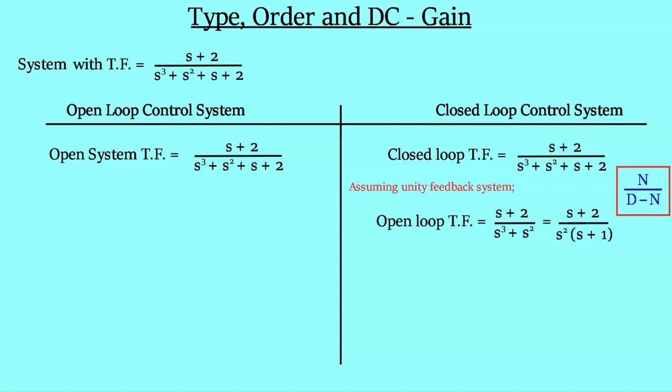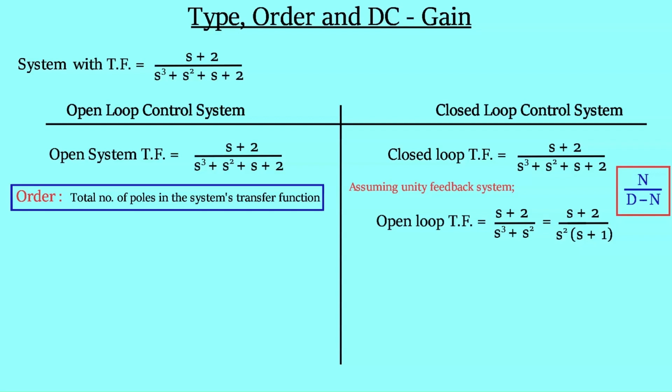We have simply used the formula which we have just discussed, where we have assumed the closed loop transfer function is written in the form of numerator and denominator, and the open loop transfer function will then be equal to numerator divided by denominator minus numerator. Open system transfer function of open loop control system and open loop transfer function confuses a lot of students. But it should be very clear to you that even though their names are quite similar, still they are very different things.